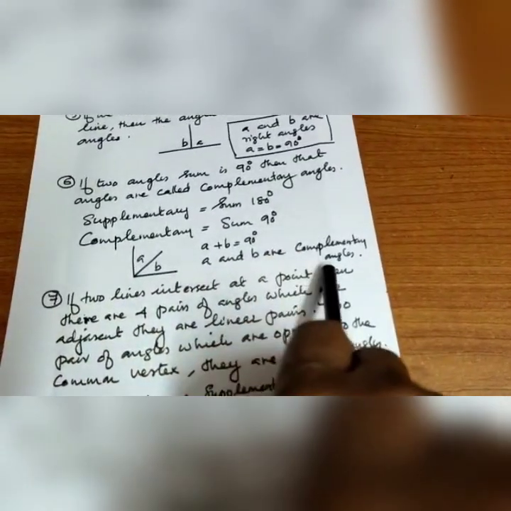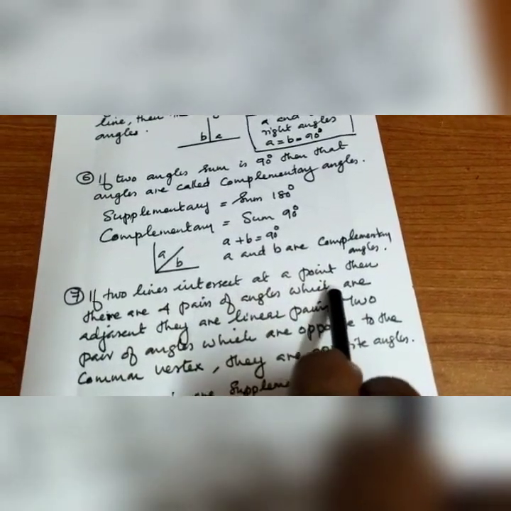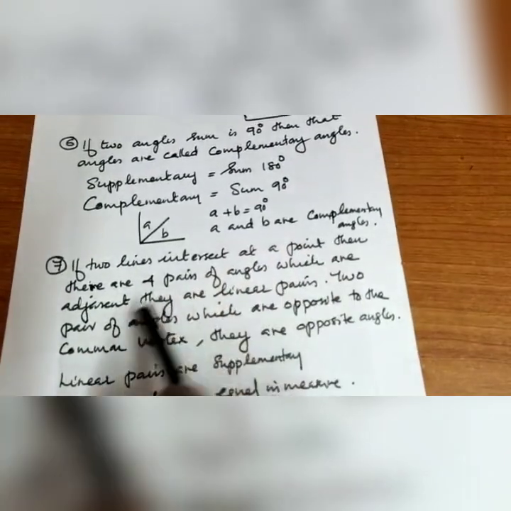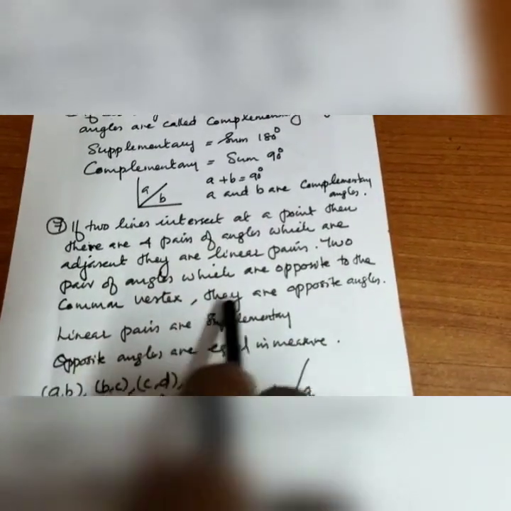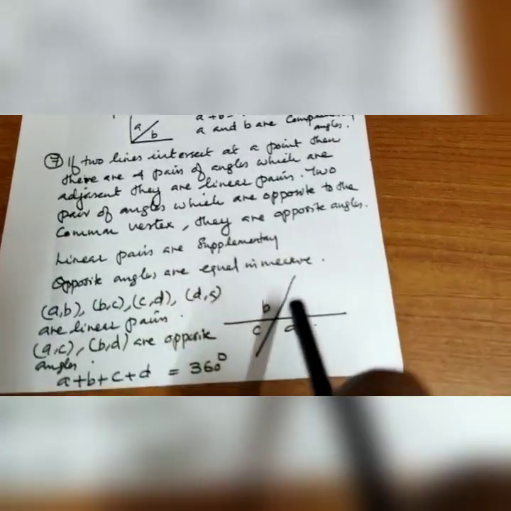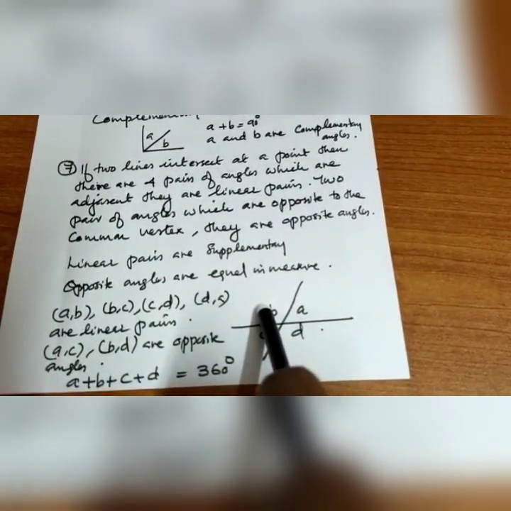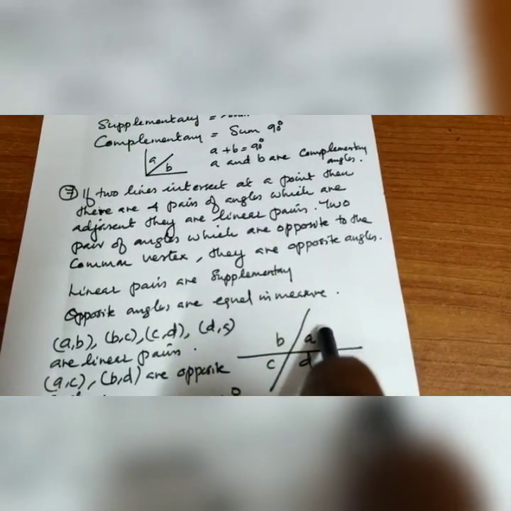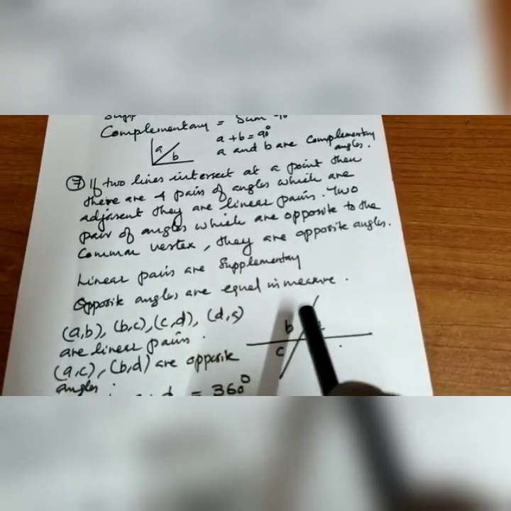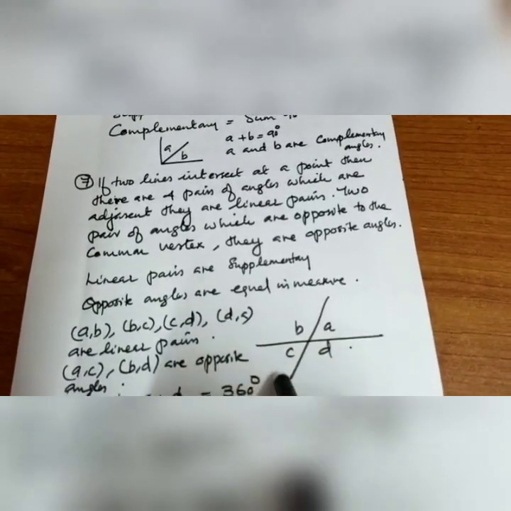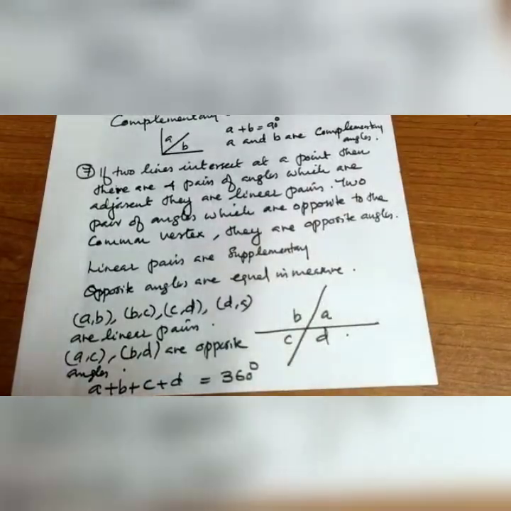If two lines intersect at a point, then there are four pairs of adjacent angles, which are linear pairs. Two pairs of angles which are opposite at the common vertex are called opposite angles. Linear pairs are supplementary and opposite angles are equal in measure. In the figure, A and B are one linear pair, B and C another pair, C and D another pair, and D and A another pair. They are supplementary. Opposite angles A and C are one pair, B and D are another pair, and they are equal. A plus B plus C plus D is equal to 360 degrees.